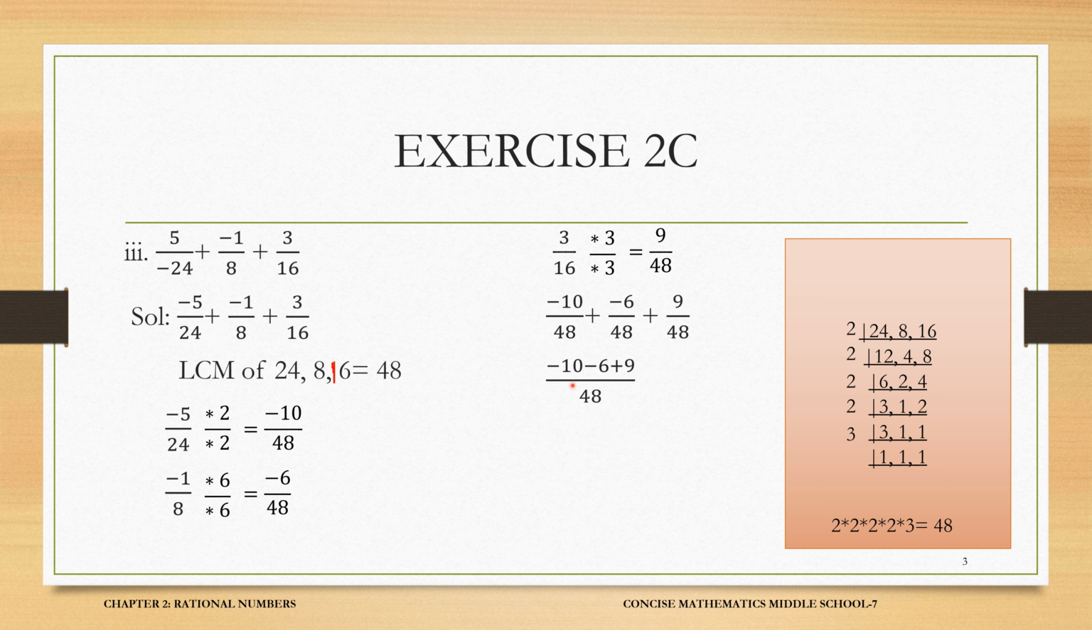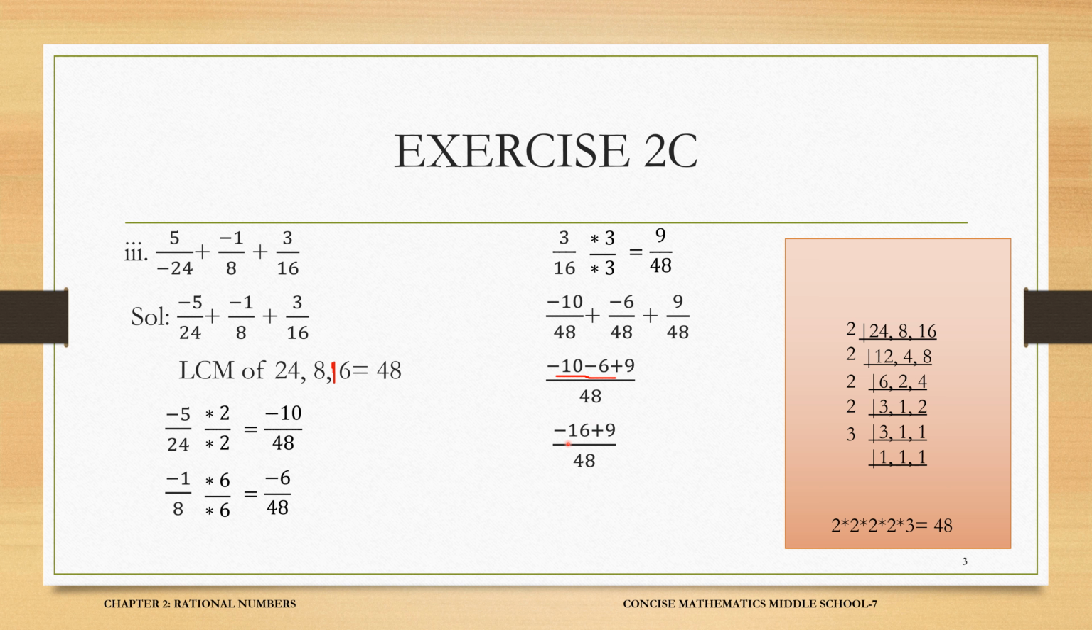Just write down minus 10 minus 6 plus 9 by 48. Here both are having minus sign, minus 10 and minus 6. Just put a minus sign and add it. It becomes minus 16 plus 9.